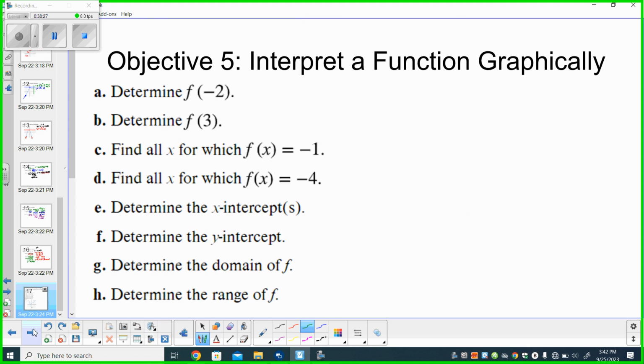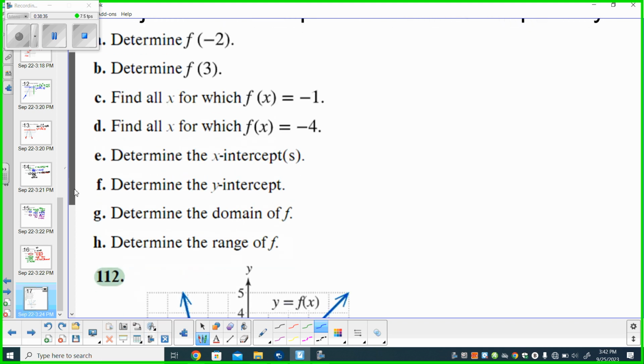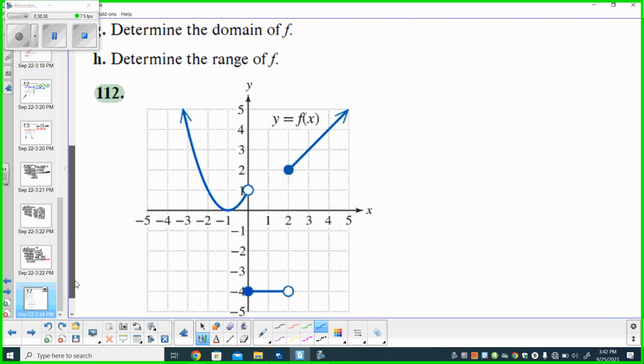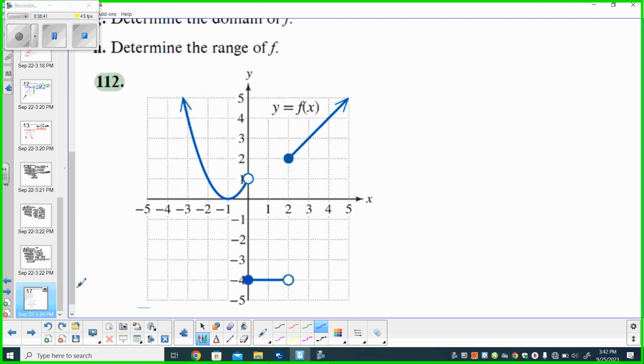All right, the last objective, objective 5, we want to interpret a function graphically. So this one has a lot of parts. First, it wants you to determine what f of -2 is given this function. So if I ask you to find f of -2, what I'm basically stating is go to where the x value is -2 and then go up to the y value. That's my answer. So therefore, my answer is 1. So again, if I want to know what f of -2 is, I want to go to -2 on the x, go up to where it is on the graph, and then that is my y value. So the answer here is 1.